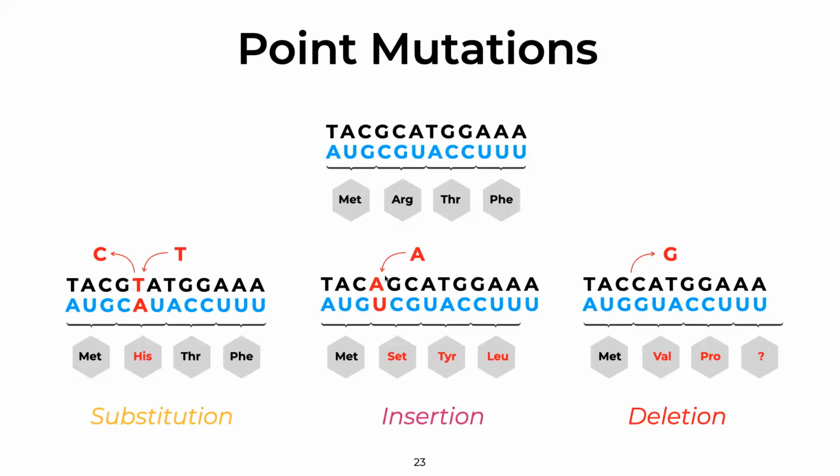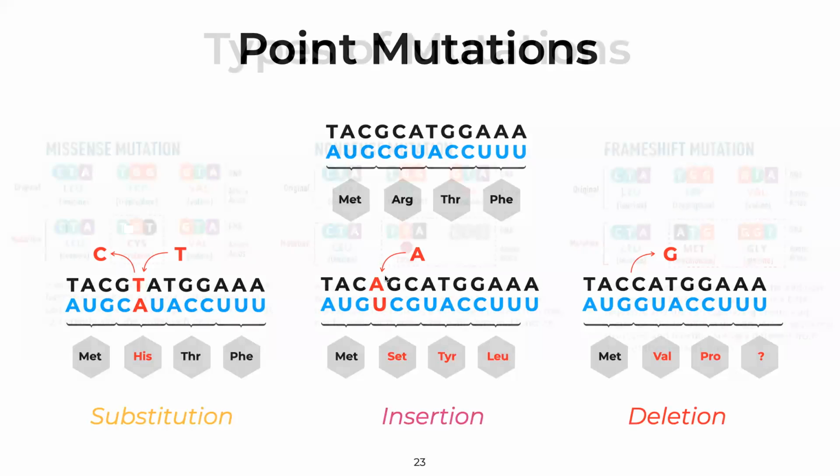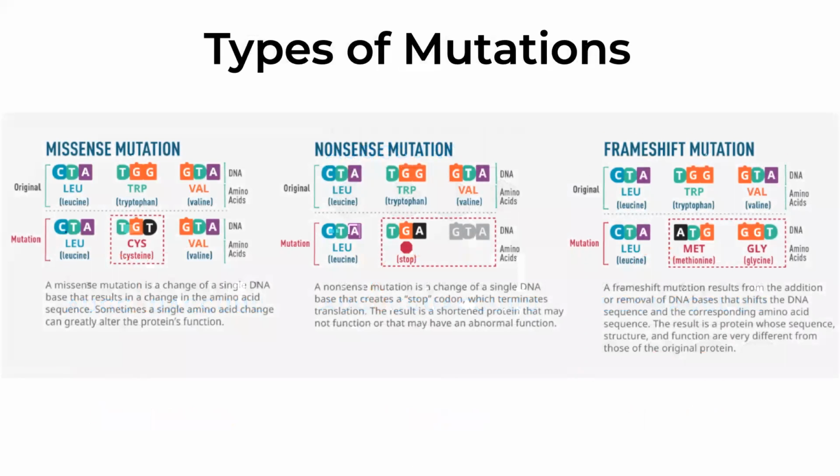Now, as we think about this, we also have to think about how to classify these different mutations. So the way that they have been classified, these single point mutations, are what's called missense mutations, nonsense mutations, and frameshift mutations. So a missense mutation is a change of a single DNA base that results in a change in the amino acid sequence. So sometimes one single amino acid change can greatly alter the protein's function. For example, we'll talk about cystic fibrosis. That is that kind of a mutation.